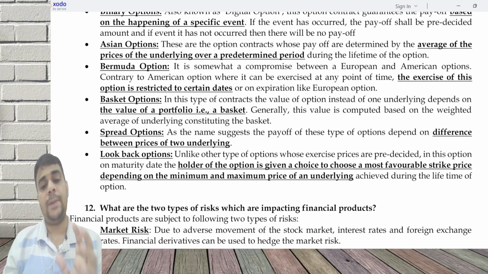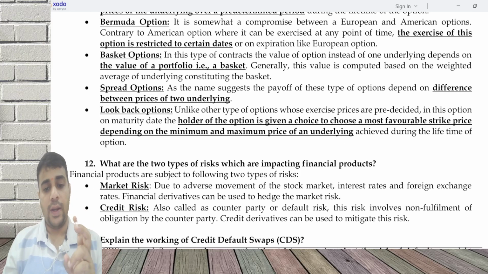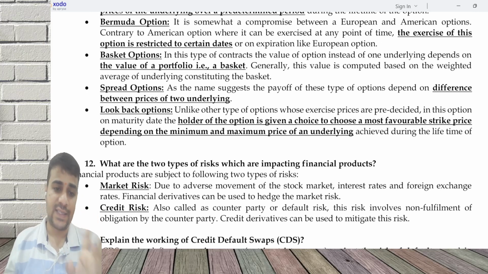What are the two types of risks which are impacting financial products? What is a financial product? It could be anything. It could be, for example, a bond of ICICI Bank, or it could be a derivative instrument. It could be copper futures. There are two types of risks: one is market risk and second is credit risk.